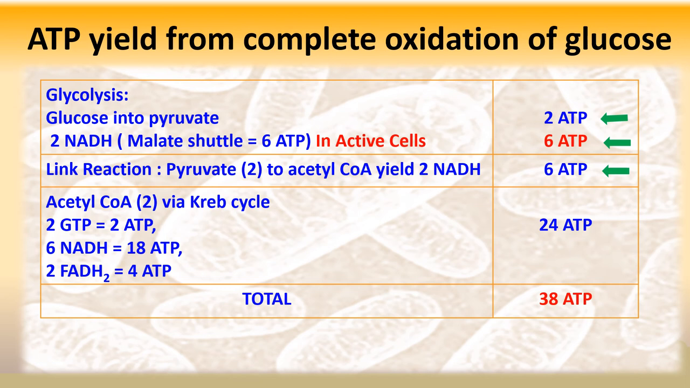Krebs cycle. 2 ATP is produced by substrate level phosphorylation. 18 ATPs are produced from 6 NADH and 4 ATP produced from 2 molecules of FADH2. So, from Krebs cycle, total 24 ATP produced. Here, we can conclude that the complete oxidation of glucose in active cells produces 38 ATPs.